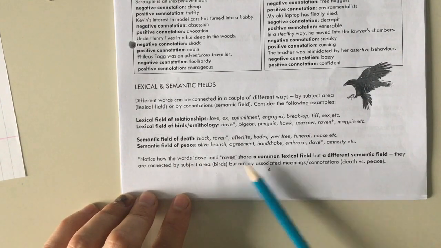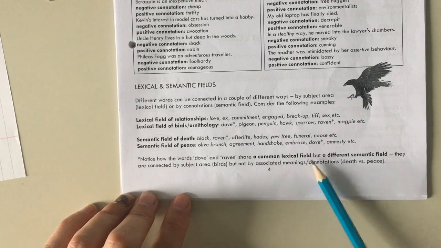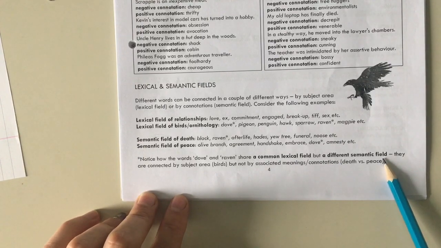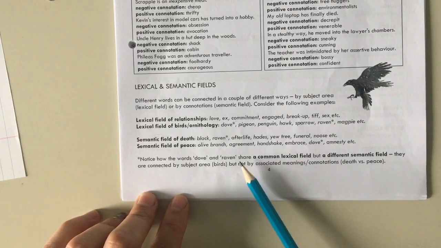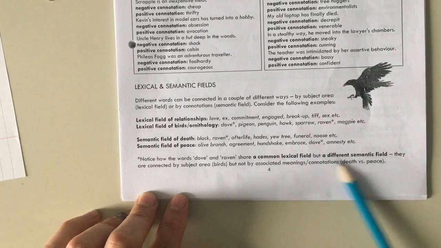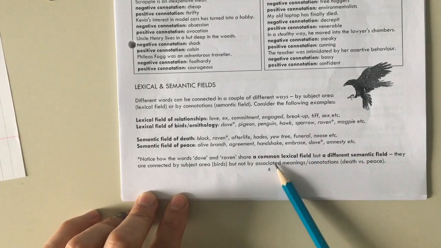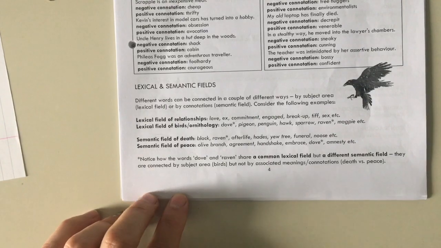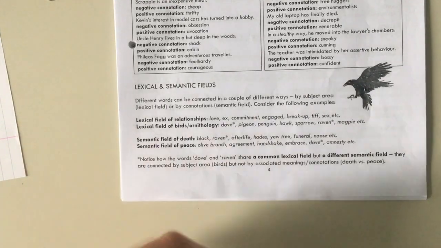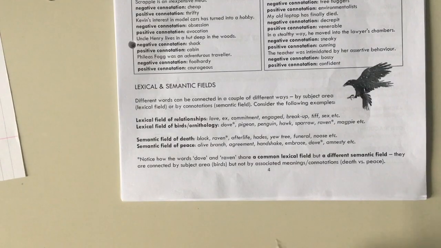The words dove and raven are in the common lexical field of birds, but they're in a very different semantic field. They are both birds and in the topic of birds, but they're definitely different in terms of connotations. One's got death and one's got peace as their associated meanings. Okay, so that's our lexical and semantic starting point.